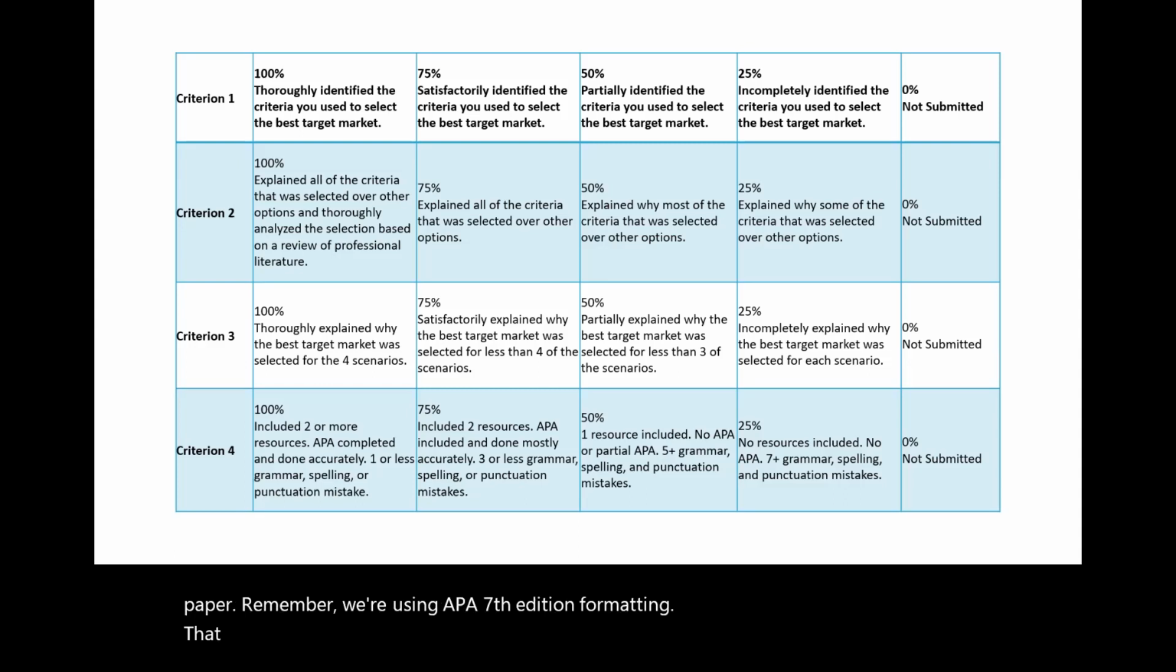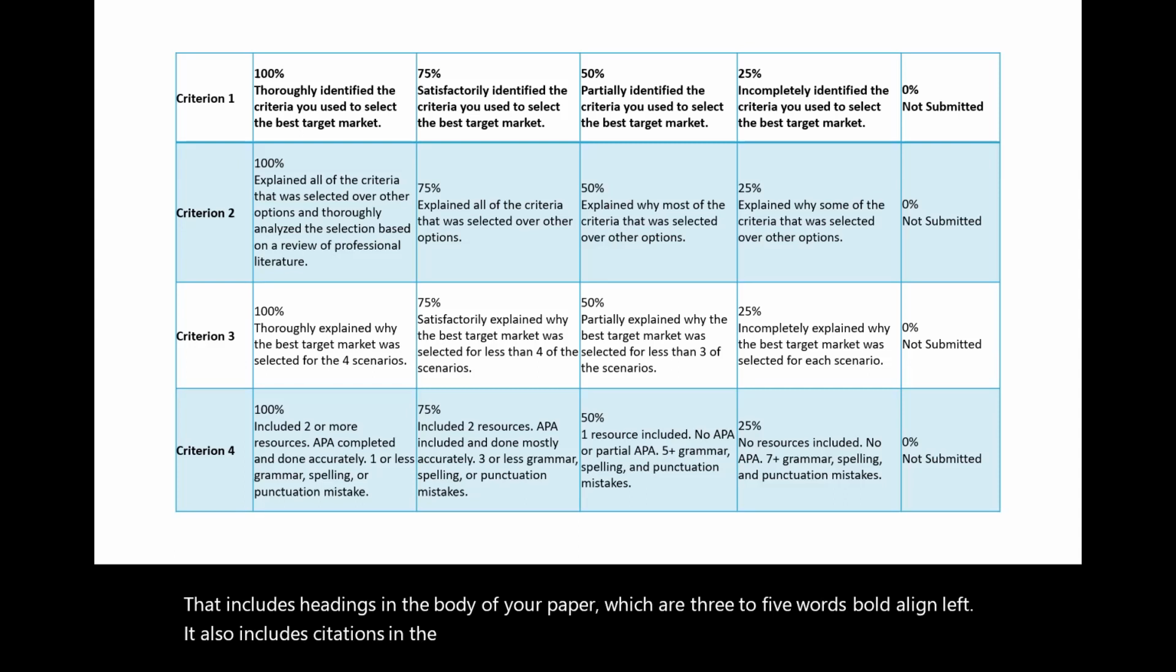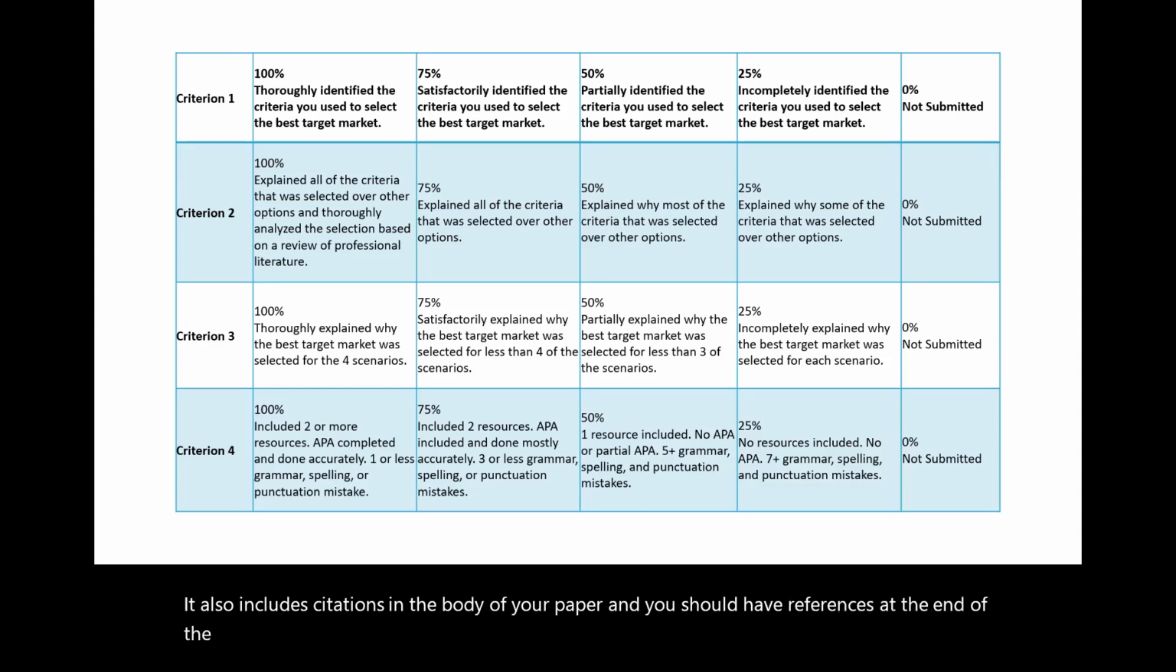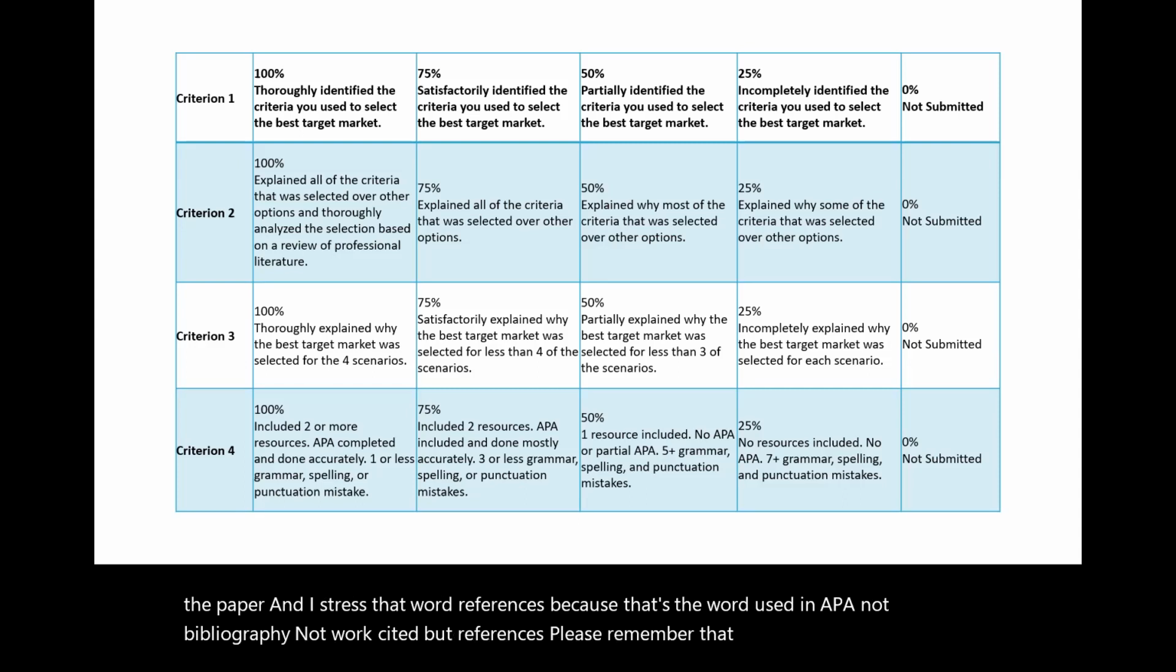That includes headings in the body of your paper, which are 3 to 5 words, bold, align left. It also includes citations in the body of your paper. And you should have references at the end of the paper. And I stress that word references because that's the word used in APA. Not bibliography, not works cited, but references. Please remember that. Okay, let's go to the next point.